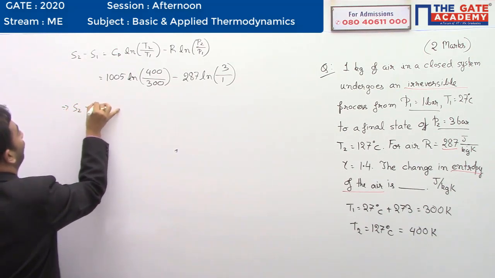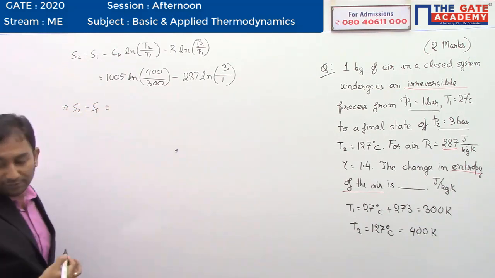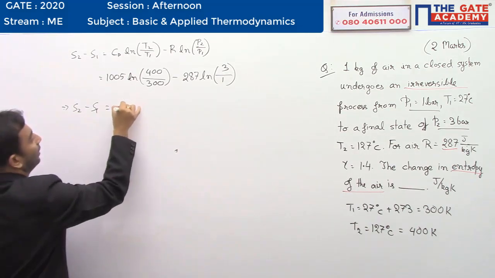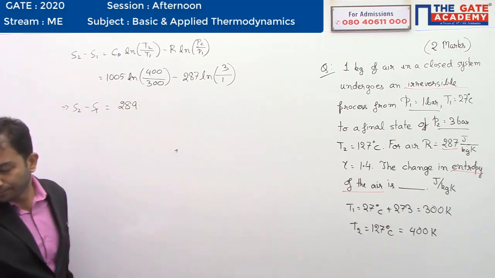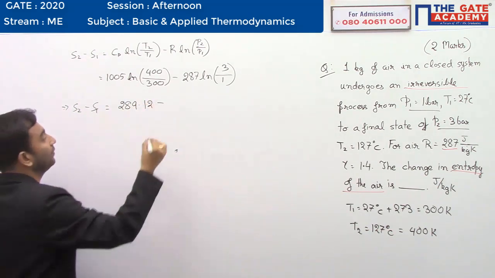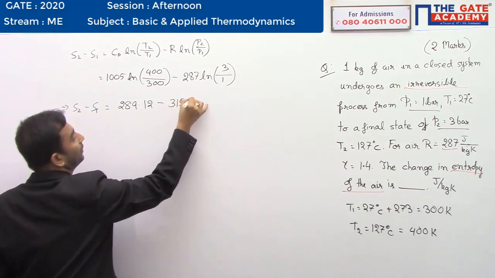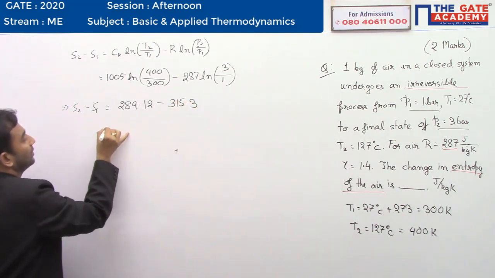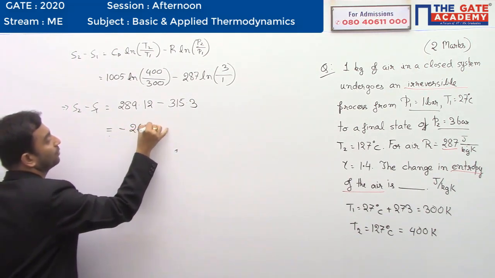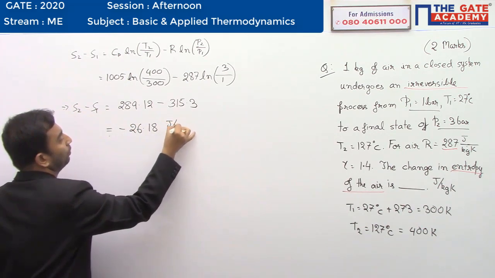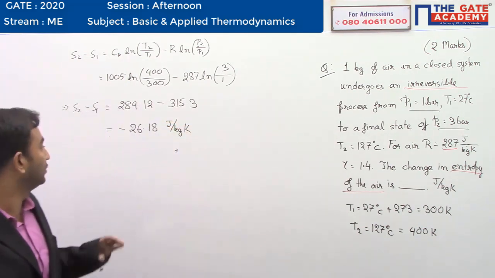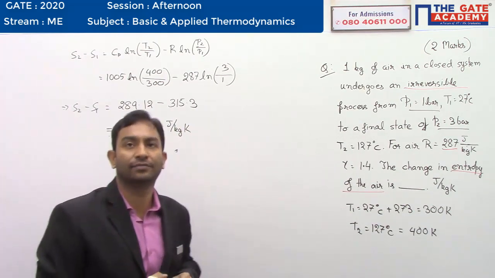Now, simply it is a matter of solving these numerical terms. If I solve this, I'll get this equal to 289.12 minus 315.3. Very good, 315.3. Solving this, I'll get the entropy change to be equal to minus 26.18 joule per kg per Kelvin. Very good. So this is the entropy change of your air.